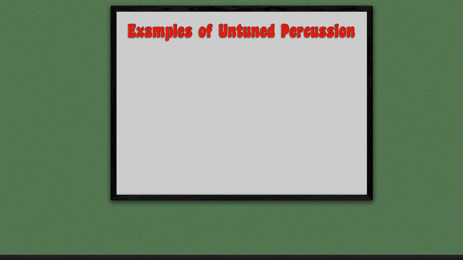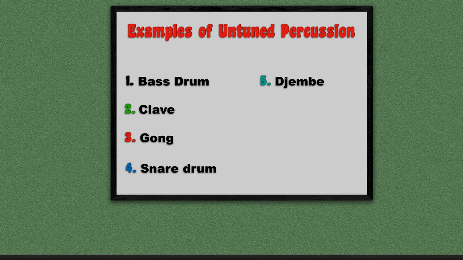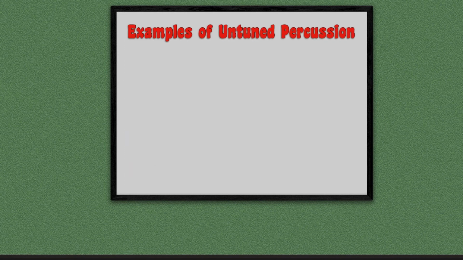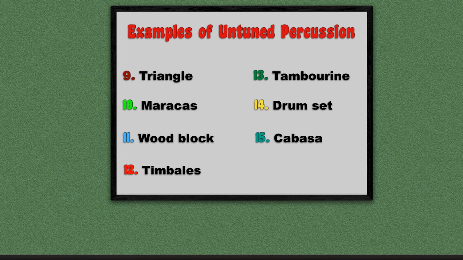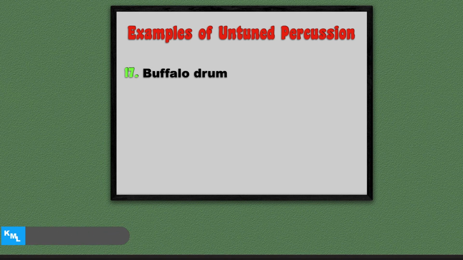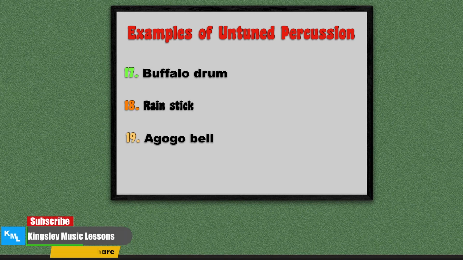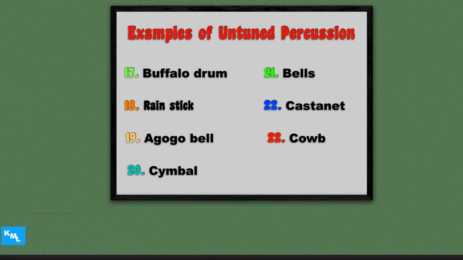Examples of untuned percussion instruments: bass drum, clave, gong, snare drum, djembe, guiro, bongo drum, conga drum, triangle, maracas, woodblock, timbales, tambourine, drum set, cabasa, vibra slap, buffalo drum, rain stick, agogo bell, cymbal, bells, castanet, cowbell.